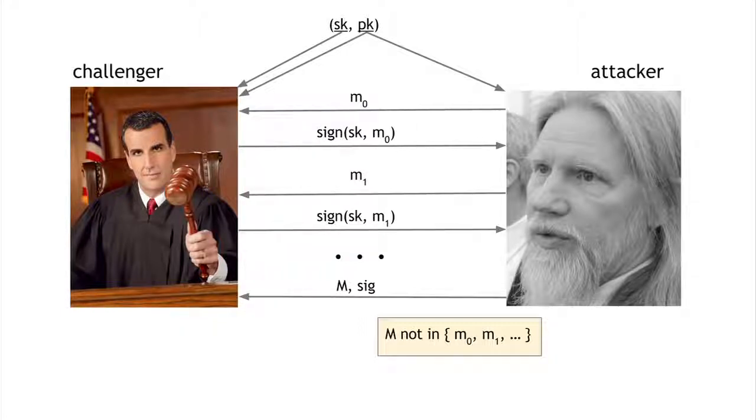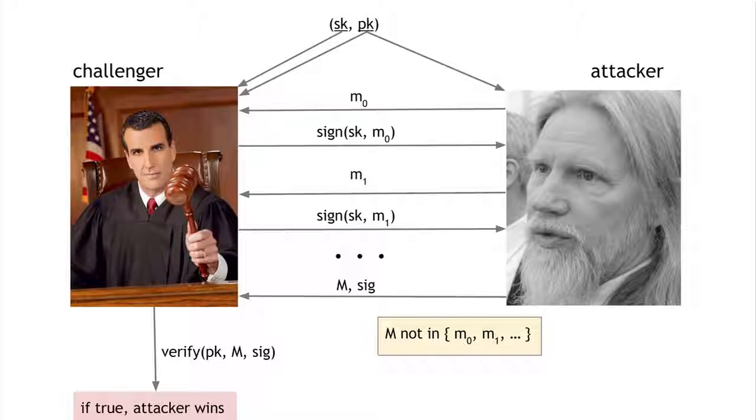And then the question is, can he succeed? So the challenger is going to run the verify algorithm, use the public verification key on that message and the signature that the attacker provided, and check whether it verifies. And if it does verify, if this returns true, then the attacker wins. The attacker has forged a message.